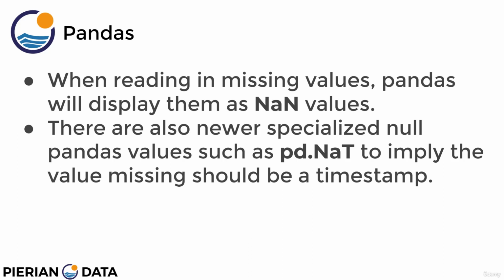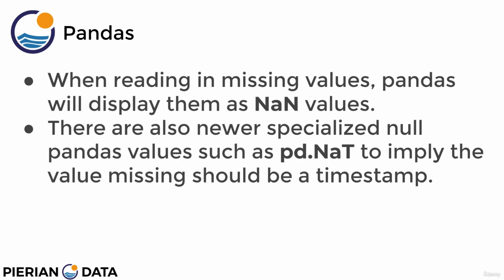So for example, if you read in a bunch of stock ticker data that was the price of a stock with a timestamp associated with it, and for some reason you were missing a timestamp, then newer versions of Pandas, instead of just replacing it with a standard NaN value, would replace it with a specialized Pandas NaT value, in order to display the fact that we know this data is missing, but we also know that it should be some timestamp of some sort.